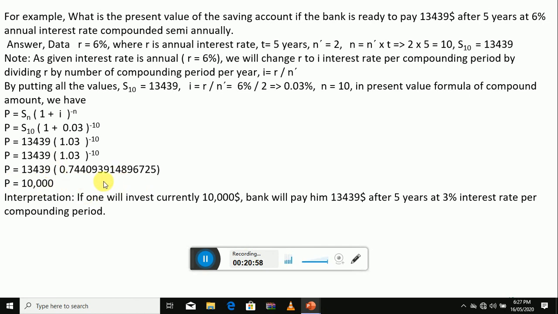What does this mean? This means that if the investor invests $10,000 now, the bank will pay him $13,439 after 5 years. So this is the present value that we calculated, $10,000. The investor has to invest $10,000 now, and the bank will pay him $13,439 after 5 years.